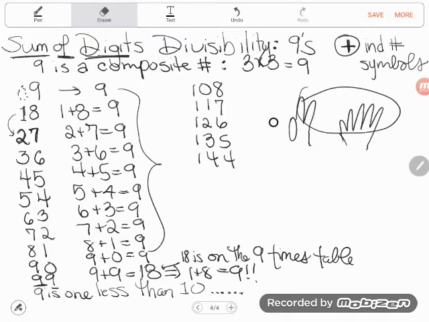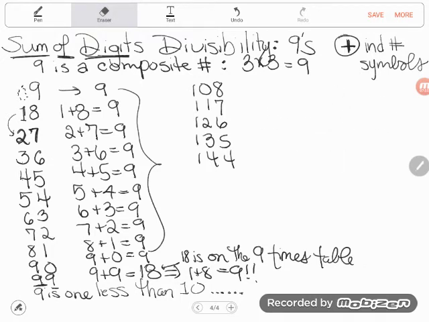So let's go ahead and erase over here and take a look. No matter how many of these 9 times tables you do, if you sum the digits, you're always going to get to something on the 9 times tables. 1 plus 0 plus 8 is 9. 1 plus 1 plus 7 is 9. And 1 plus 2 plus 6 is 9.